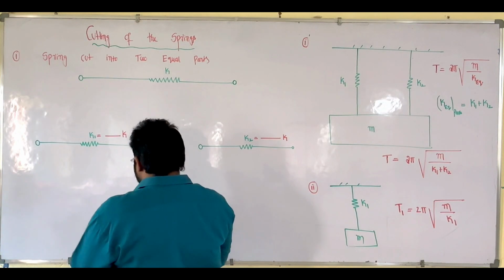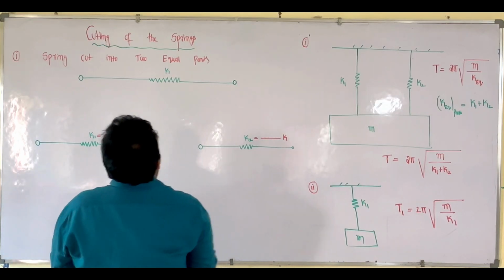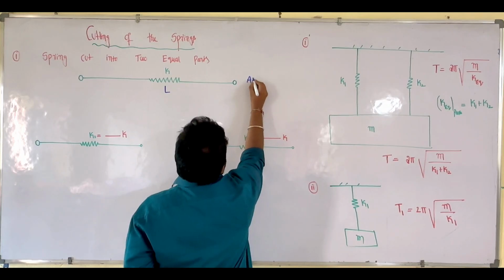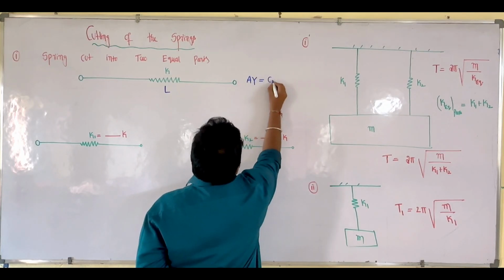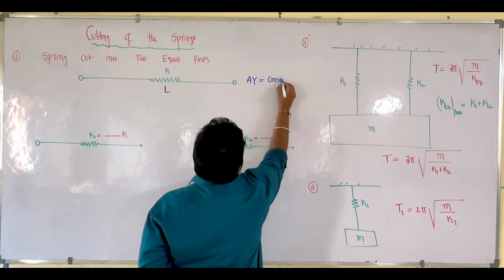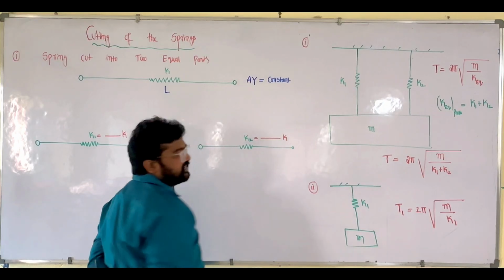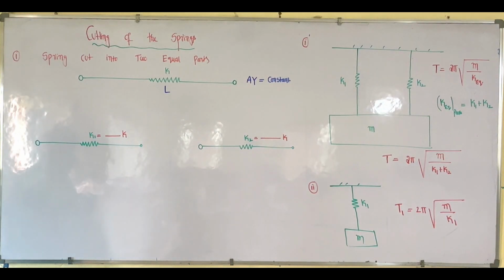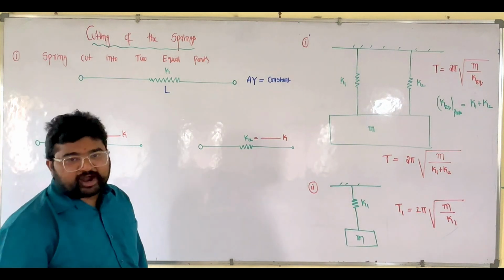See this. The length of the original spring is L. AY is constant here. The material is not changing, and the area of cross section of the spring is not changing. Cut the spring means what?